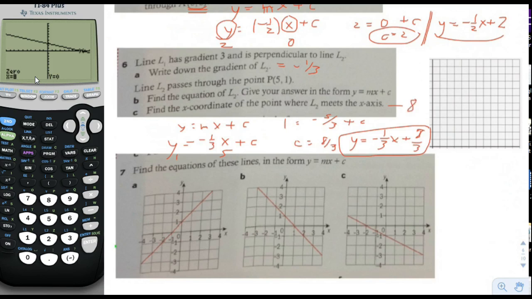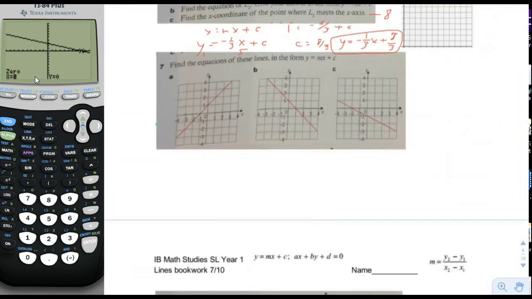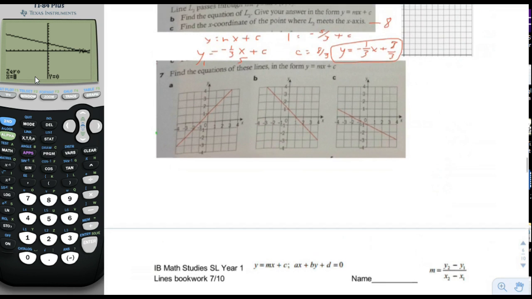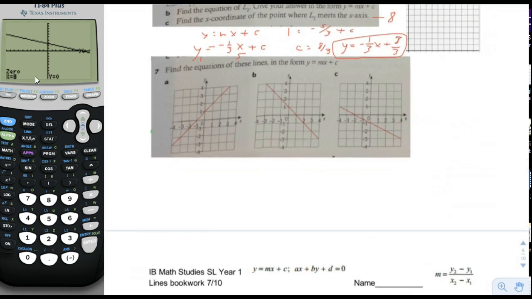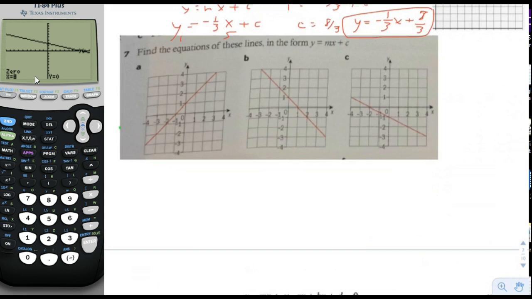Okay? All right. Last of all, find the equations of these lines in the form y equals mx plus c. Okay, so here we could see that the slope is 1 divided by 1. So it's y equals 1 divided by 1, x plus, and what's the y-intercept? It's 1. What about this next one? Y equals, and then the slope is rise negative 1 divided by positive 1 run, so it's negative x plus 1.